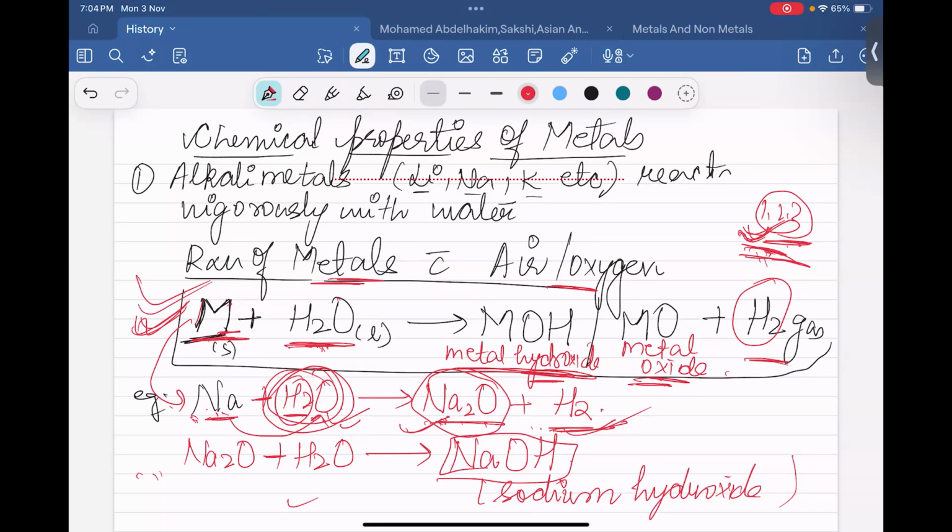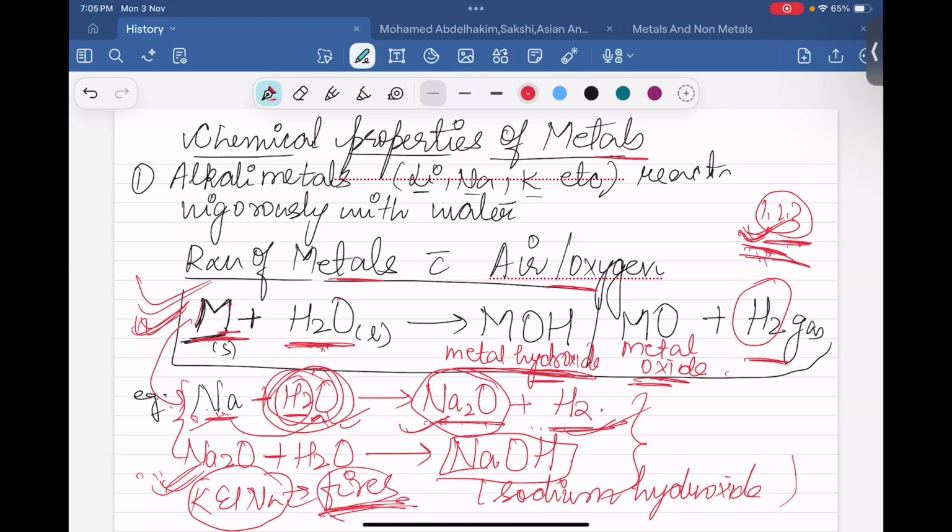Understood? So in your textbook, there is a question: why do sodium and potassium react vigorously, and what is the chemical reaction of this? In physical properties also we have done various exceptions and some unique properties. So in the reactions of metals also, sodium and potassium are the two metals which react vigorously and catch fire immediately.